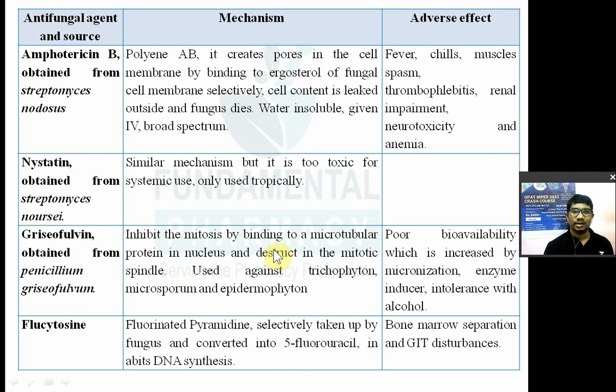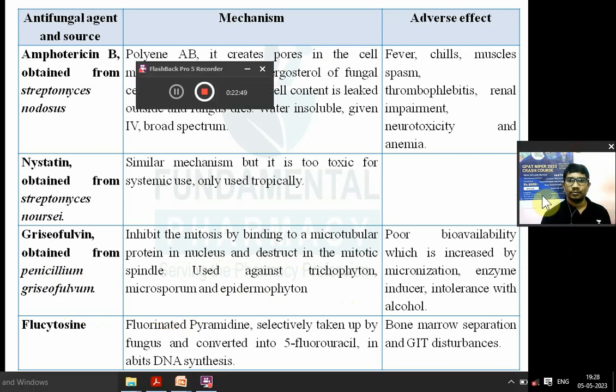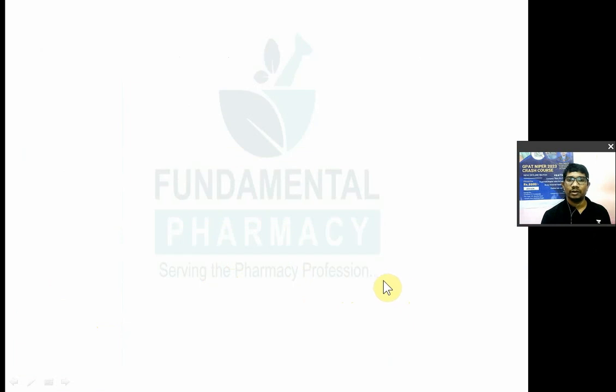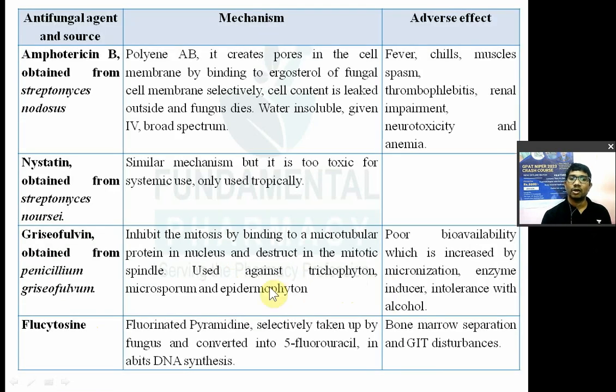So what is the mechanism? It inhibits mitosis by binding to a microtubular protein in the nucleus and disrupts the mitotic spindle. It is used against Trichophyton, Microsporum, and Epidermophyton. This griseofulvin has a poor bioavailability, and that's why to increase the bioavailability of griseofulvin, micronization is done. It is a powerful enzyme inducer, and has a disulfiram-like action with alcohol.